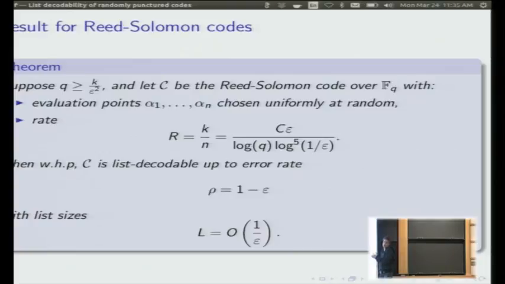So epsilon needs to be slightly subconstant for my punchline, list decoding Reed-Solomon codes beyond the Johnson bound, to work. But allowing slightly subconstant epsilon, this is basically what we would hope for. So that's the one caveat: this log q is kind of messing stuff up.